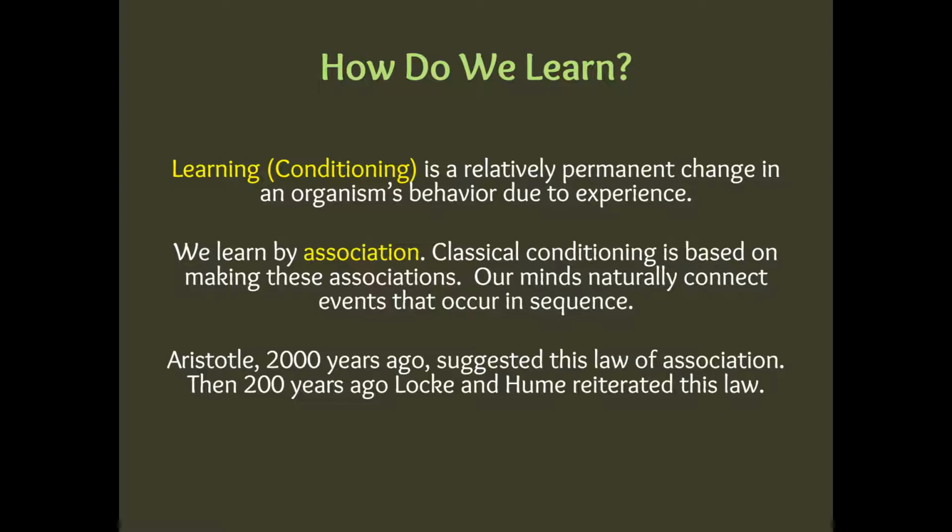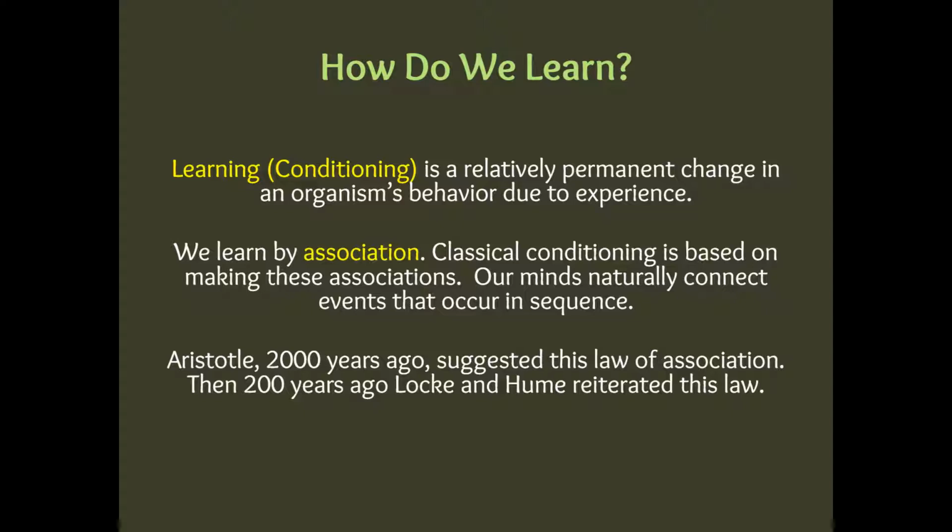So the idea there is that we learn by association. Classical conditioning says that we are constantly attaching two different things together. We're constantly associating what we're experiencing with other things. So classical conditioning is based on building those associations, right? The idea is that our minds are naturally connecting events that are occurring in sequence, right? Things that happen one after another. We're constantly attaching those things to each other, and then we're building these associations.